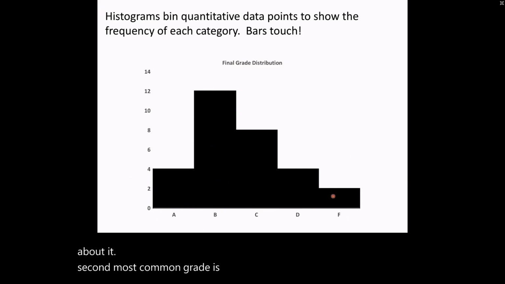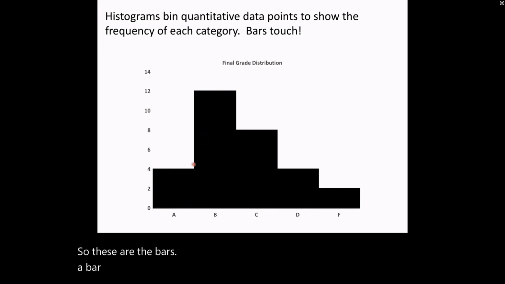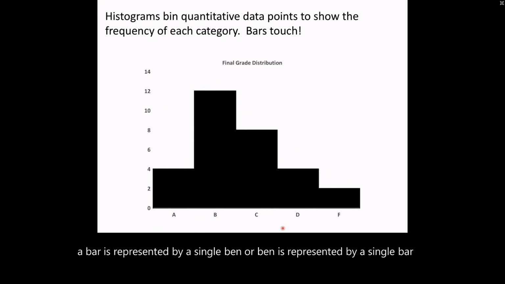Okay. So these histograms, you'll notice that the bars touch each other. So these are the bars. A bar is represented by a single bin, or a bin is represented by a single bar. Here's one bar, here's my third bar, 4 bar, 5 bar, okay? And they touch each other. There's no space. That lack of space indicates to you that this is a continuous variable, okay?